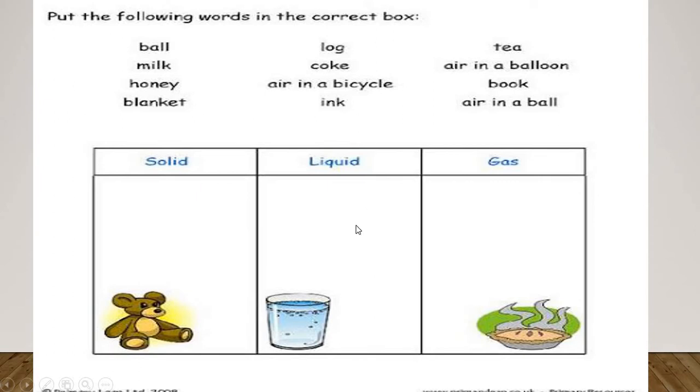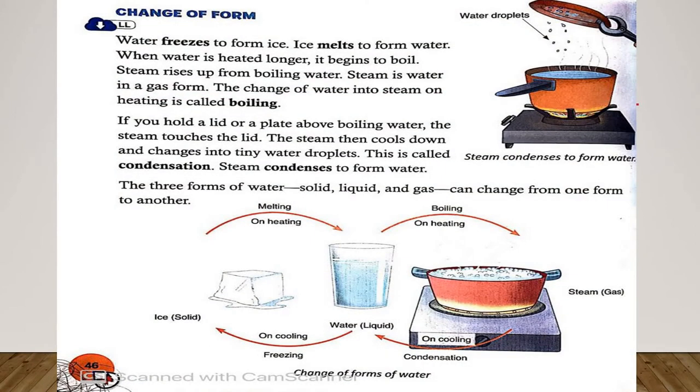Okay. So I hope that you have written these answers in the way I wanted, and I hope that you enjoyed solving this exercise. Now let us move on to change of form. Let me just read it out. Water freezes to form ice. Ice melts to form water. When water is heated longer, it begins to boil, and steam rises up from boiling water. So steam is the gas form of water. The change of water into steam on heating is called boiling. I repeat, the change of water into steam on heating is called boiling, correct?